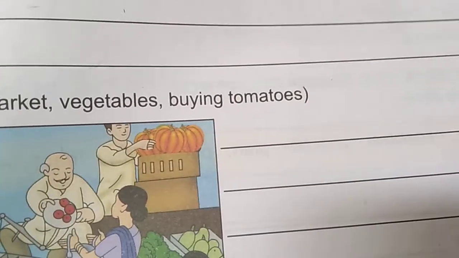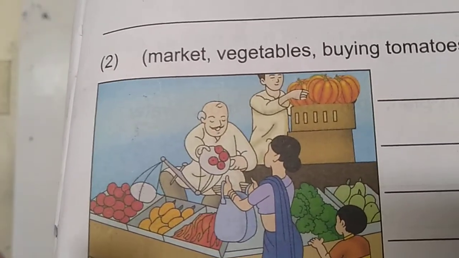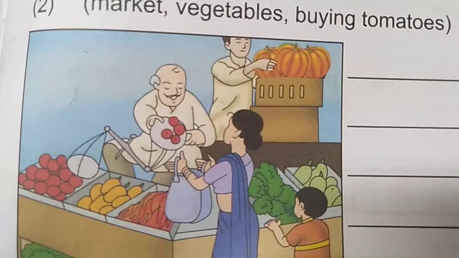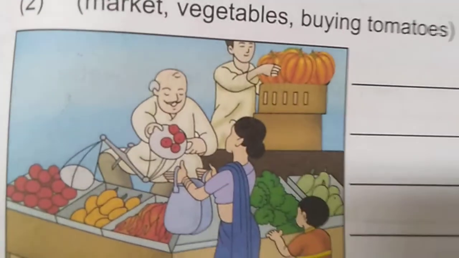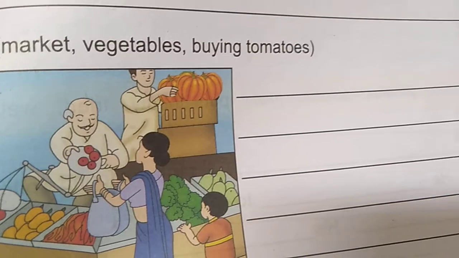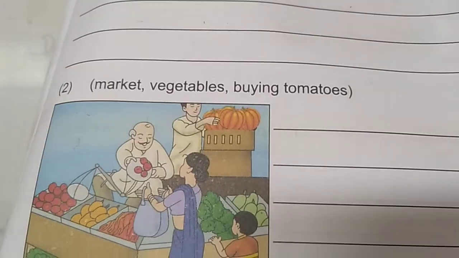Yes, what thing is the lady buying from that man now? She is buying the tomatoes. Yes, children, she is buying the tomatoes. So here we see many different things. Yes, but they have given market, vegetables, buying tomatoes. With these 3 words only, we have to write the 3 sentences, children.